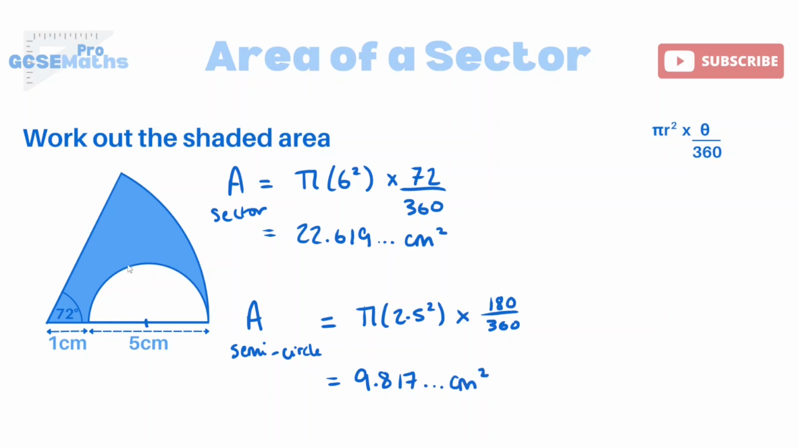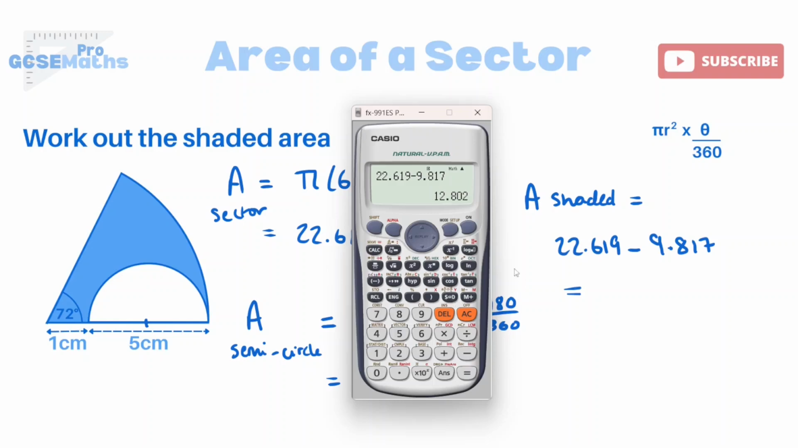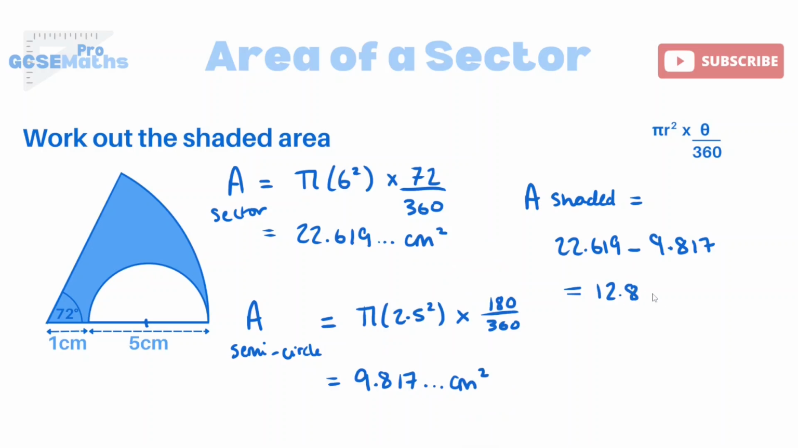Okay, so I've got 2 areas here. Now in this case, because it's a cutout, isn't it, I'm going to subtract them. I'm not going to add them like we do with other compound shapes. So the last bit is the area of the shaded region is, we've got 22.619, which was the whole sector, minus 9.817, which was the semicircle that we need to cut out, which gives me 12.802, which I'll just round to 12.8. And that's 1 decimal place, isn't it? Okay, so that's your final answer there.